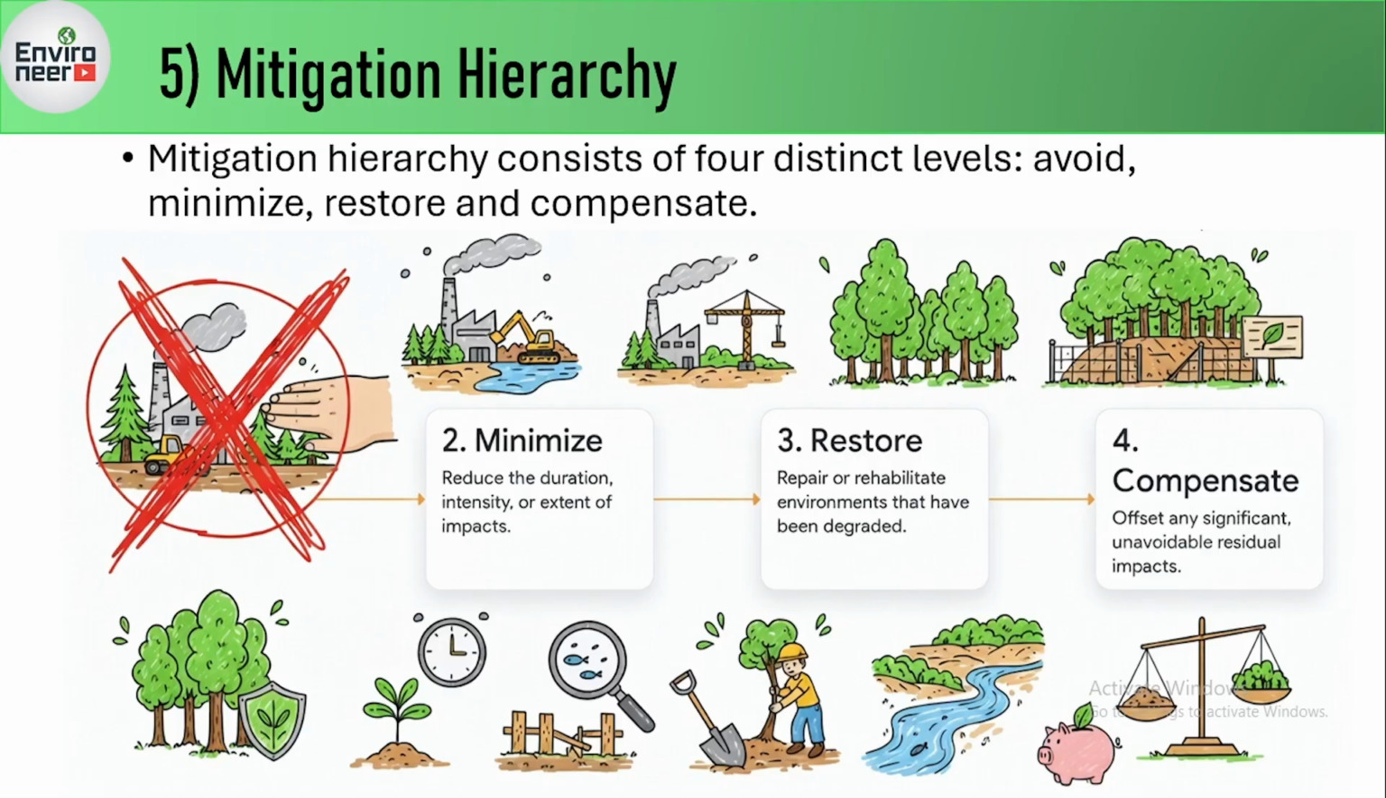Then, if there's still some harm done, the third step is to restore. After we're done, we have to go back and fix what we've damaged, replant native trees, for example. And only, and I mean only, as a last resort, when you've done all that and there's still significant damage left over, do you turn to compensate, which is also called offsetting. This is where you might try to create a new habitat somewhere else to make up for what was lost. It's the least preferred option because you're admitting that at the project site, there's been a net loss.